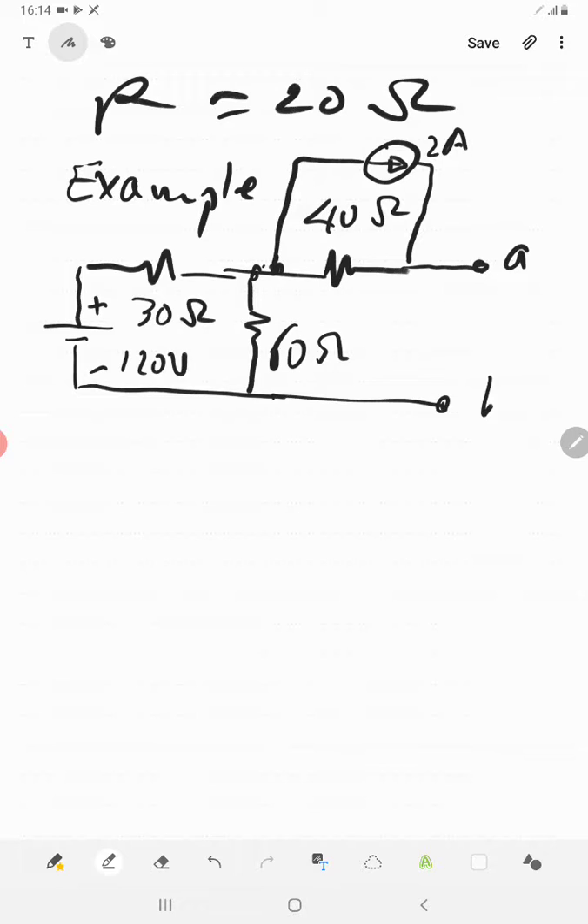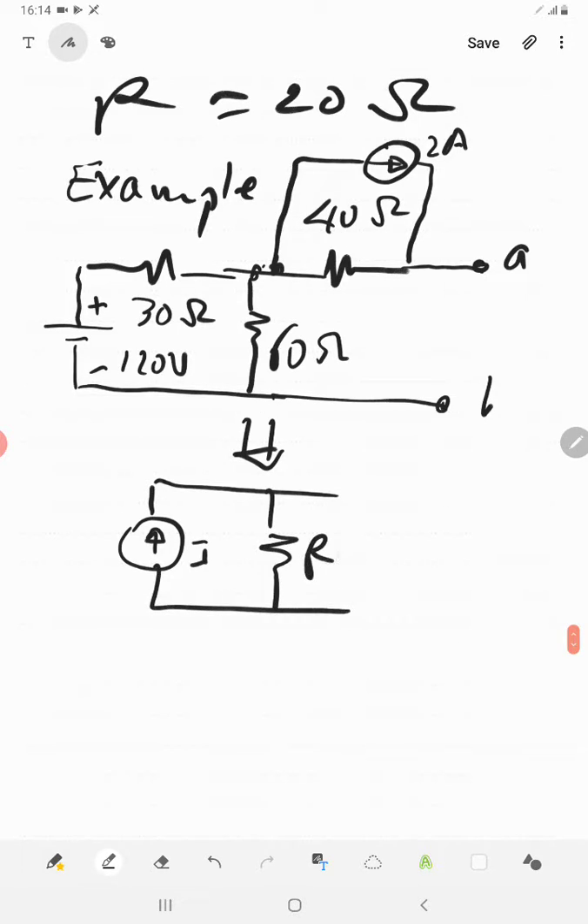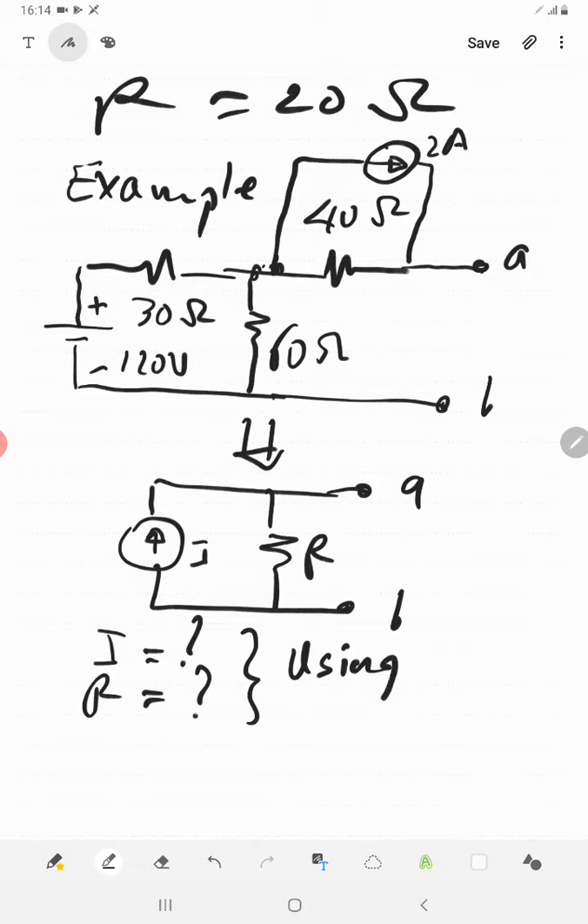Okay? Let's convert this to a current source of value I in parallel with the resistance of the value R, at these nodes A and B. So find I and R using source conversion. Okay? Very good. So let's do it.